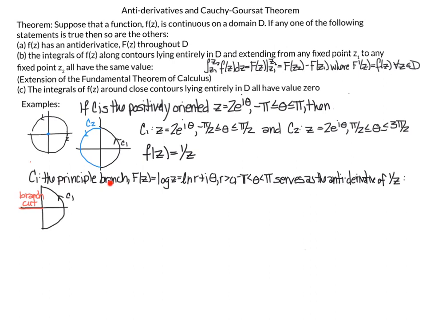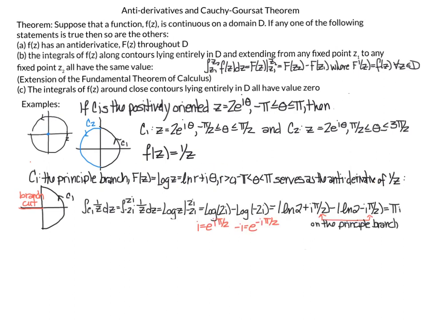So using the principal branch, capital F of z, the antiderivative, is equal to log of z, which is equal to natural log of r plus i theta, where r is greater than 0 and theta is between negative pi and pi, with no equality at negative pi. And that will serve as our antiderivative of 1 over z. Again, the principal branch is going to be our antiderivative. So now when I take the integral over C1 of 1 over z dz, I'm going from negative 2i to positive 2i.